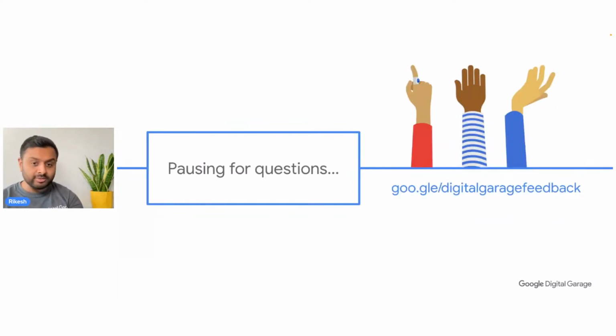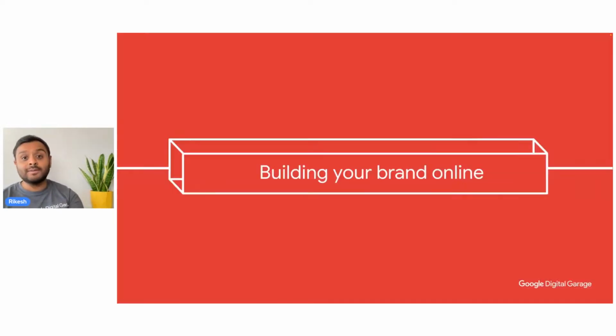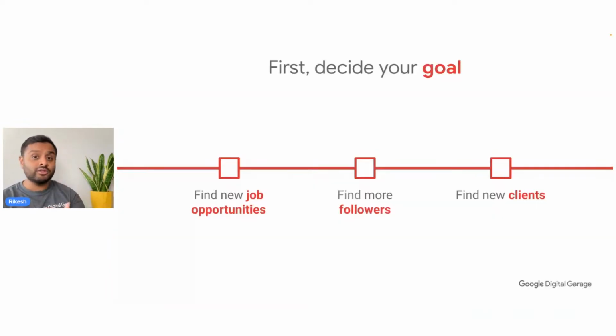I can't see any that are coming through at this stage. So with that in mind, let's move on to how we build and grow our brand online, because we've already spoken about transitioning from an online presence to a personal brand. So now let's look at how we go about building our online brand. And that all kicks off with our goals. So that's following on from what we've just been speaking about.